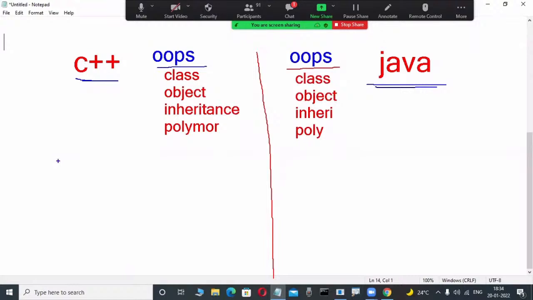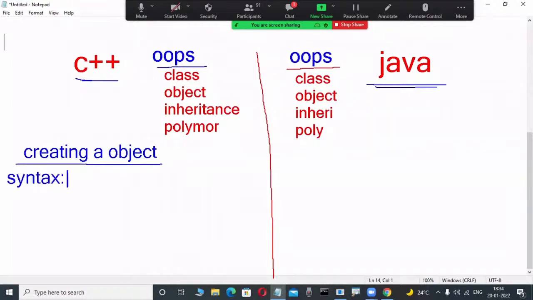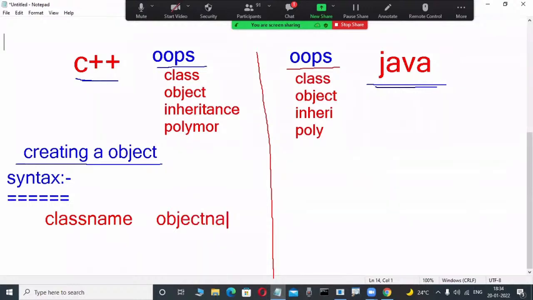Can anybody guess? Suppose in C++ I want to create an object from the class, what is the syntax? Do any technical persons have an idea? I think many persons do. What is the syntax in C++ to create an object from the class? Slowly observe here, here is the only difference. Class name, space, object name. This is the syntax to create an object from the class in C++.